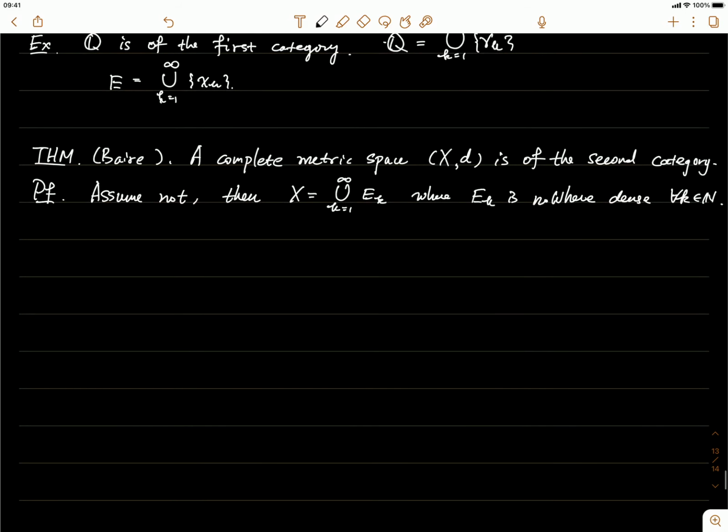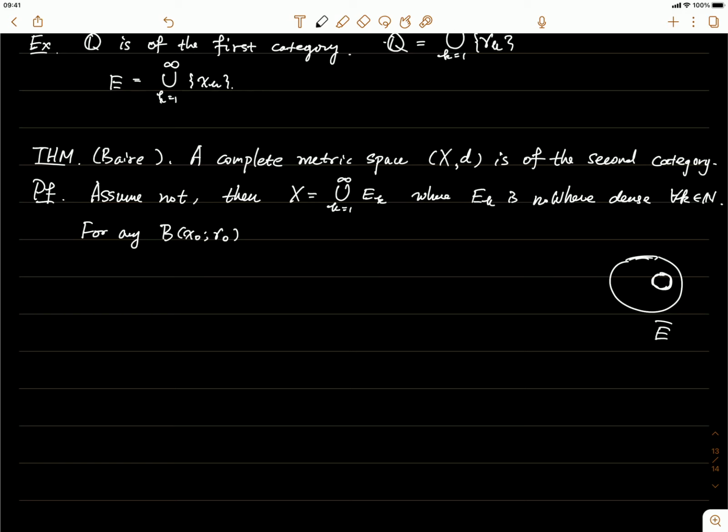Okay, so now let's pick any ball, the ball centered at x0 with the radius r0. Remember that previously we proved that a set is nowhere dense if and only if for any ball there exists a ball inside this ball, such that the closure of this ball and the closure of the set E have no overlap.